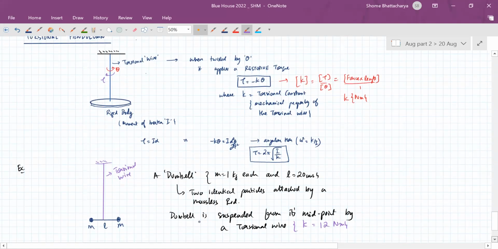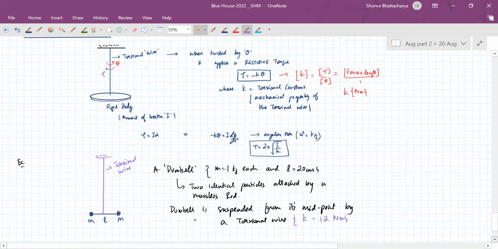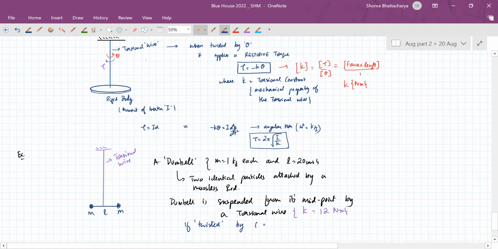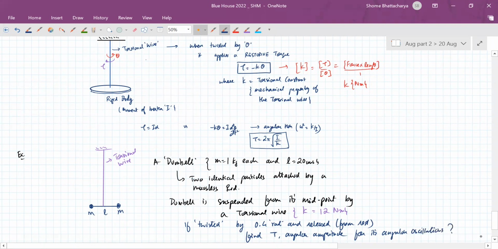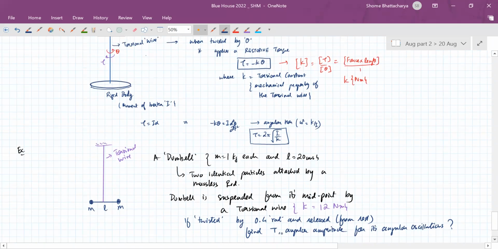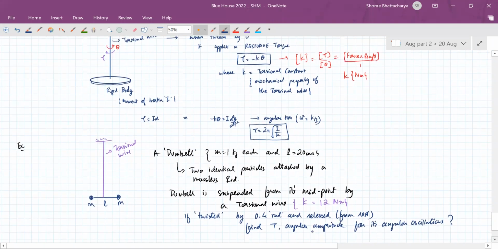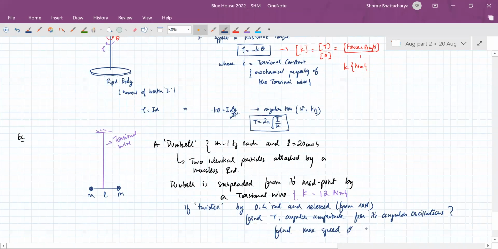So if twisted by 0.4 radians and released from rest, find the time period, angular amplitude, for its angular oscillations, and also find the maximum speed of each particle during the oscillation.